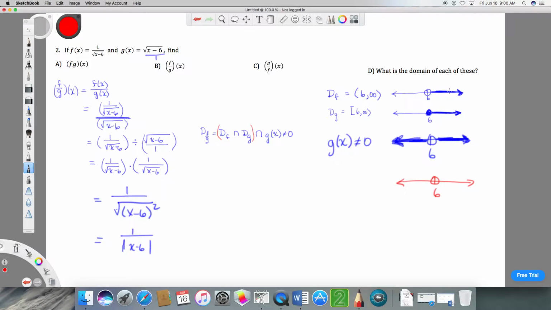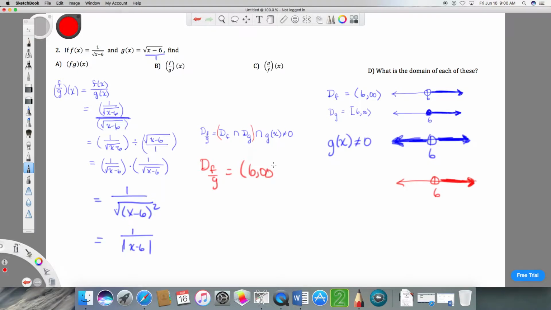But what we do notice is that in all 3 pictures here, in all 3 sets, any value that's greater than 6 is in all 3 of these sets. Therefore, it's in our intersection. And so our answer here is that the domain of f over g is strictly bigger than 6.